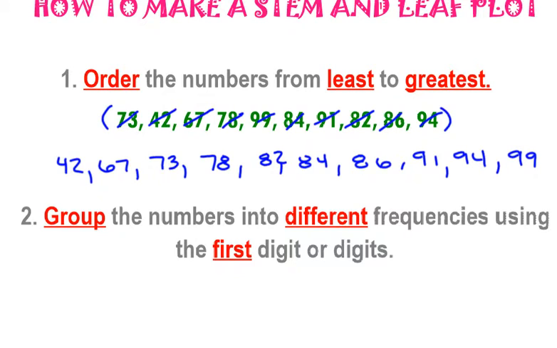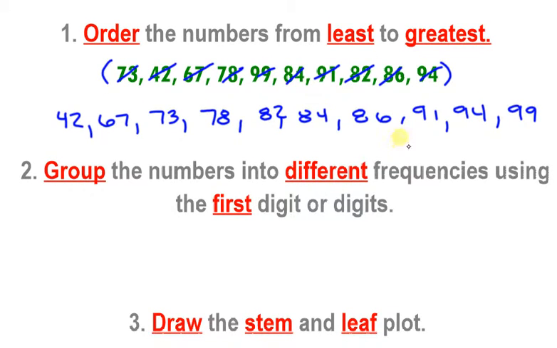It's always a good idea to double check that you have the same amount of numbers in your ordered set as you did in your original data set. So 1, 2, 3, 4, 5, 6, 7, 8, 9, 10. 1, 2, 3, 4, 5, 6, 7, 8, 9, 10. So we're good to go.